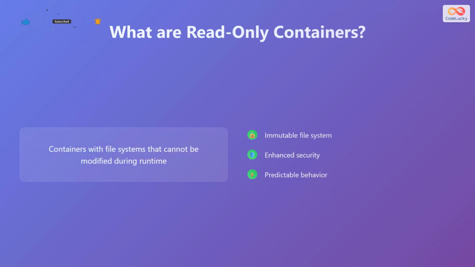Read-only containers are containers whose file systems cannot be modified during runtime. This means that once the container is started, no changes can be made to the files within it. This immutability offers several benefits. The file system is immutable, providing enhanced security and predictable behavior.